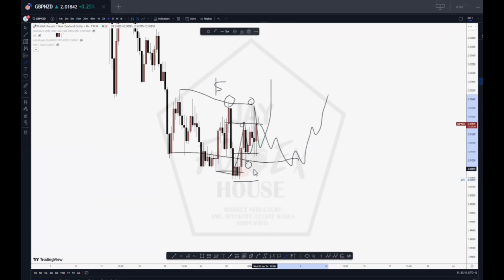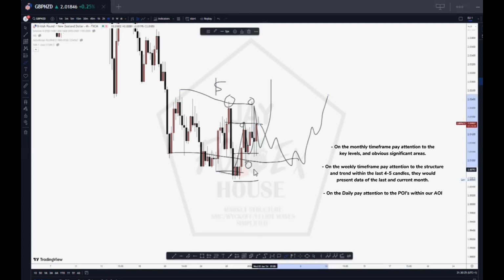Number one, on the monthly time frame, I list again, you have to pay attention to the key levels, right? Monthly time frame, pay attention to key levels. Key areas which you can find on the monthly time frame are going to be your support and resistance on the lower time frame, or your supply and demand areas, or your swing areas on the lower time frame, which you might be planning to take an entry from.